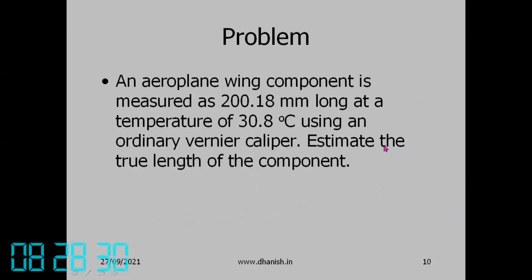Another problem. An aeroplane wing component is measured as 200.18 mm long at a temperature of 30.8 degrees Celsius using an ordinary vernier caliper. Estimate the true length of the component.